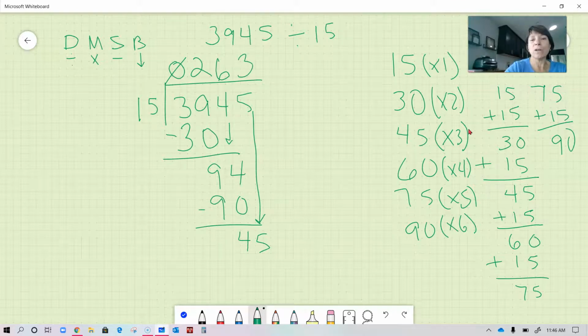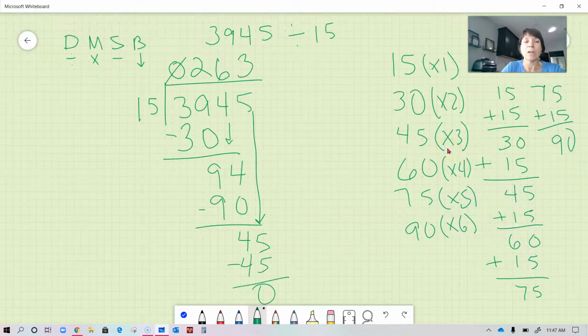Remember, the number above the house, the quotient, goes over whatever we brought down last, all right? And so 3 times 15, we know from over here, is 45. We subtract that 45, and we get 0. And so our answer for 3,945 divided by 15 would be 263.